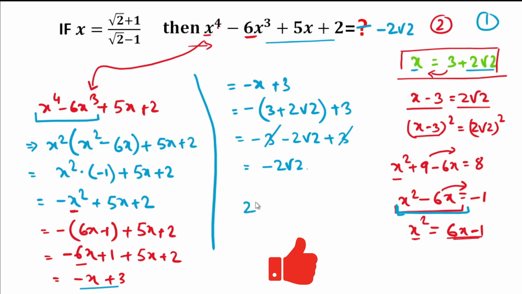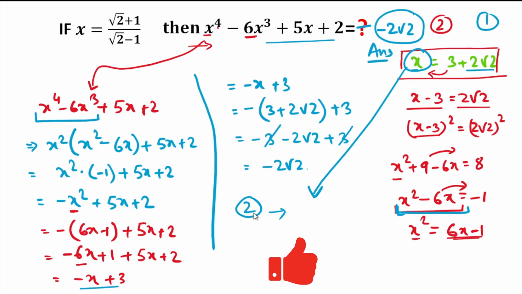Now for the second method, here we have calculated the x value. Now from this x value, we'll have to calculate the whole expression value, meaning the x to the power 4 value and x cube value. Then we'll have to simplify it, and after that if we calculate, we'll get this value, negative 2 square root 2. This is the second method. So friend, this is the answer of this problem. Problems like this we can solve by this method.